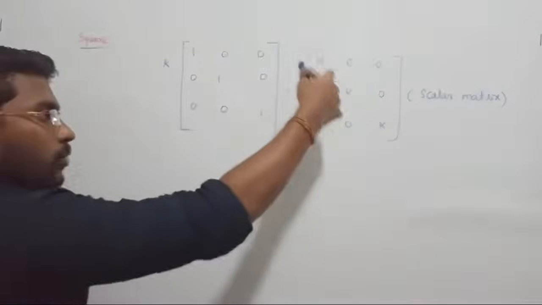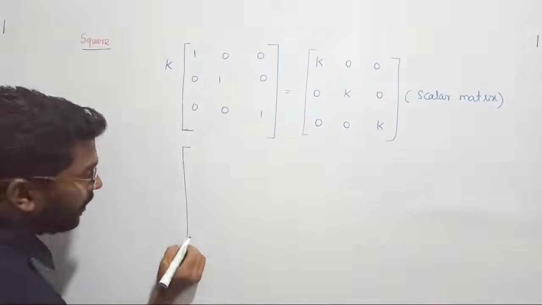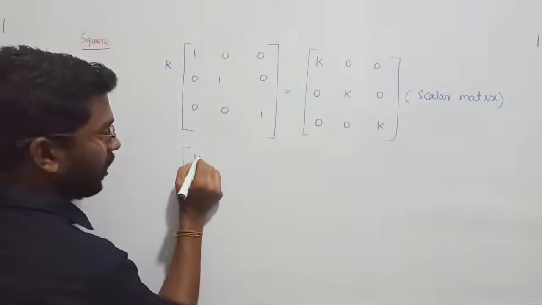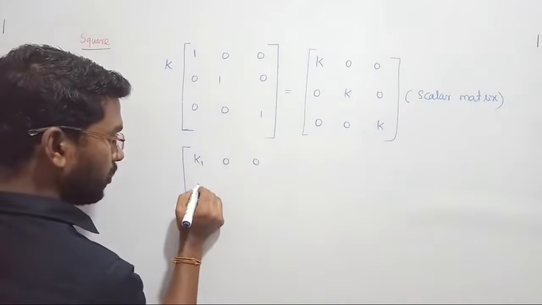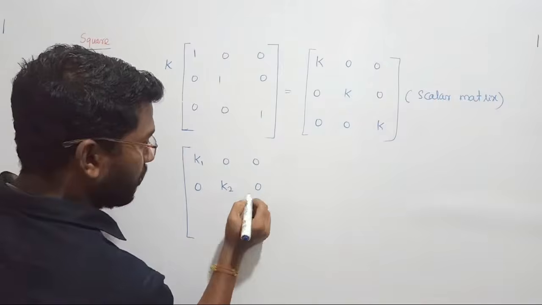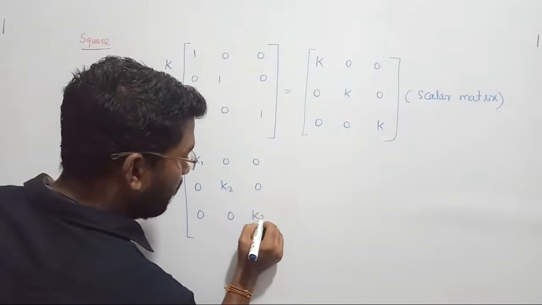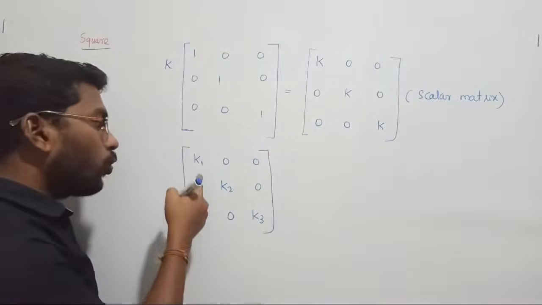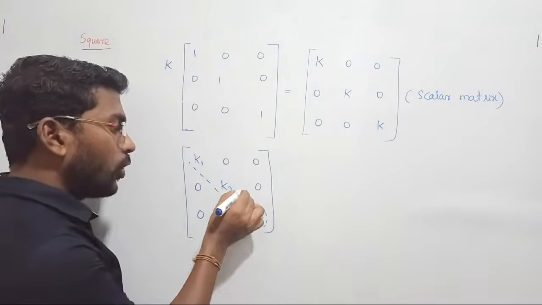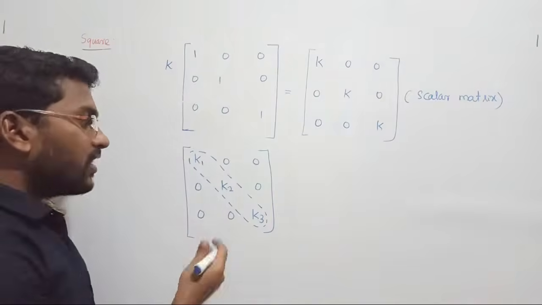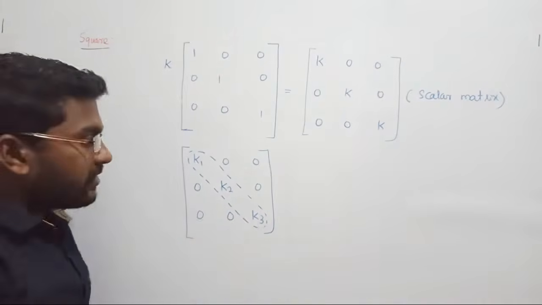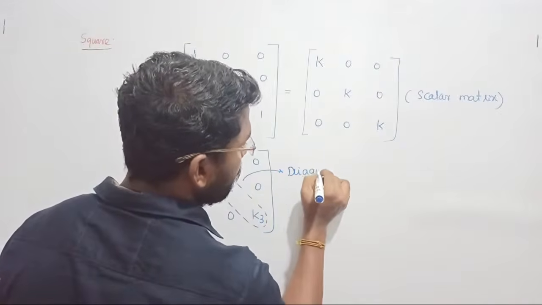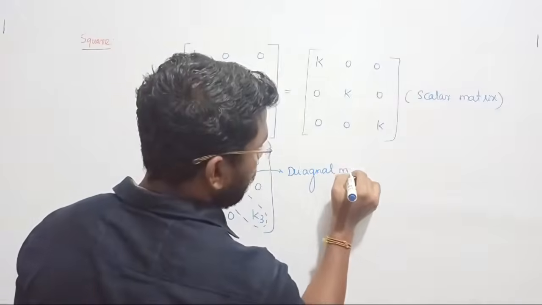Now, let us talk from here. Suppose in the same matrix I don't have equal values, I have some other values. For example, k1 0 0, 0 k2 0, 0 0 k3. Then this is simply called a diagonal matrix. I have values only in the diagonal, correct? Only the principal diagonal elements exist here, the rest are 0. This matrix is called a diagonal matrix.